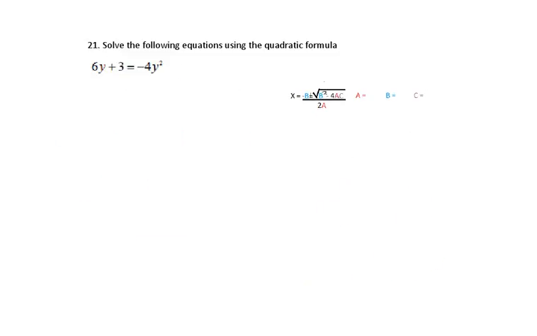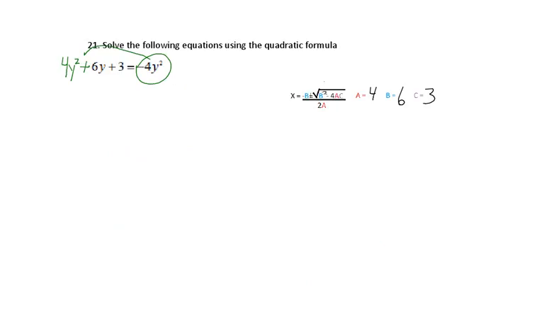Okay, so 21. Again, everything is not on the same side. I can move the 6y plus 3 to the right or the 4y to the left. I'm going to move the 4y squared to the left side where it changes to positive. It doesn't matter, but I like my squares to be positive. So I see A is 4, B is 6, C is 3. Let's plug everything into our formula.